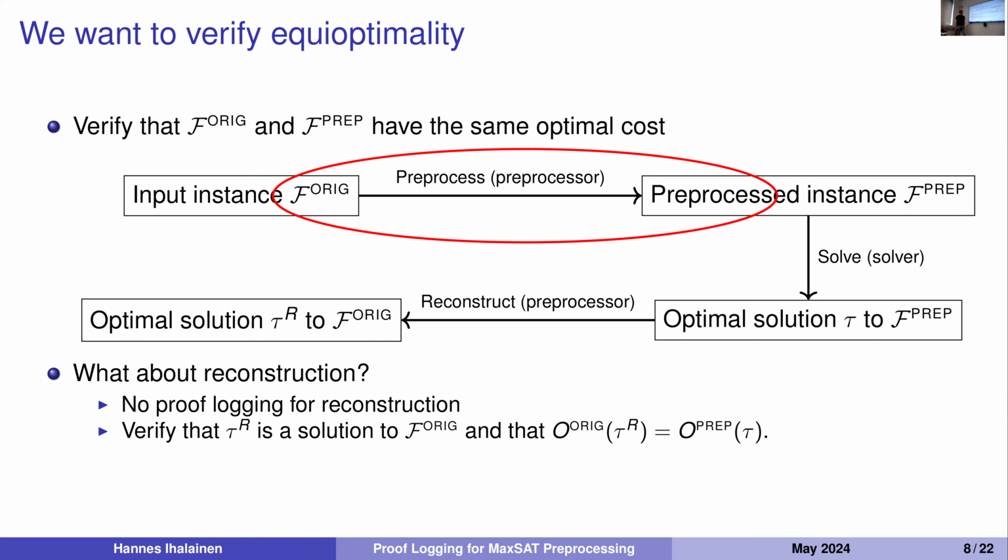So we can think about reconstruction as some magic box that does stuff, and we can still verify that we got the correct optimal solution to our instance. So I hope this convinces you that it is, in principle, sufficient to add proof logging in that direction.